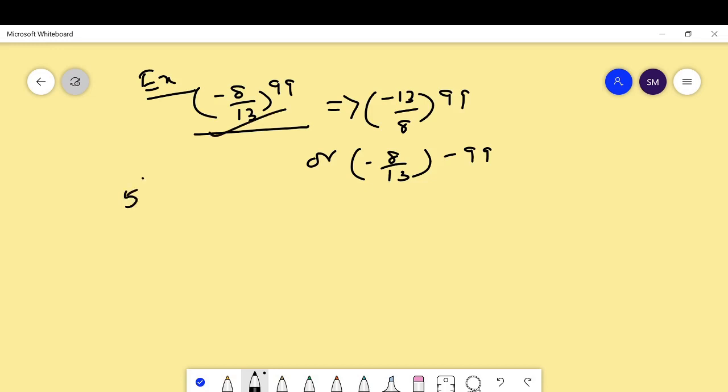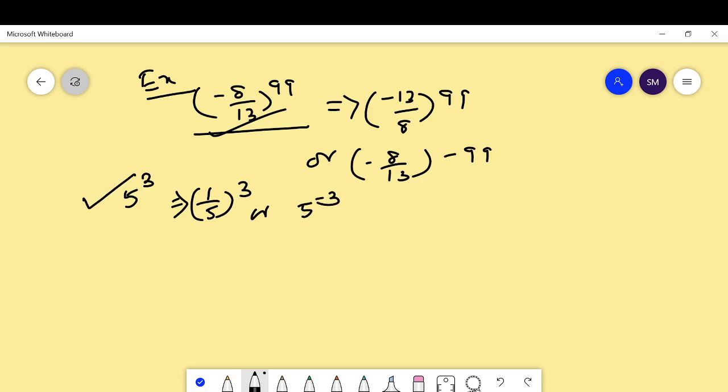Suppose you have given 5 to the power 3. You have to find out the reciprocal of 5 to the power 3. You can write 1 upon 5 to the power 3. This is also the reciprocal of this. Or 5 to the power minus 3 is also the reciprocal of 5 to the power 3.